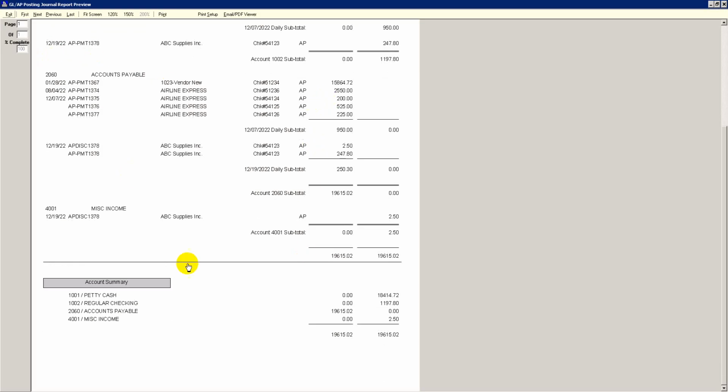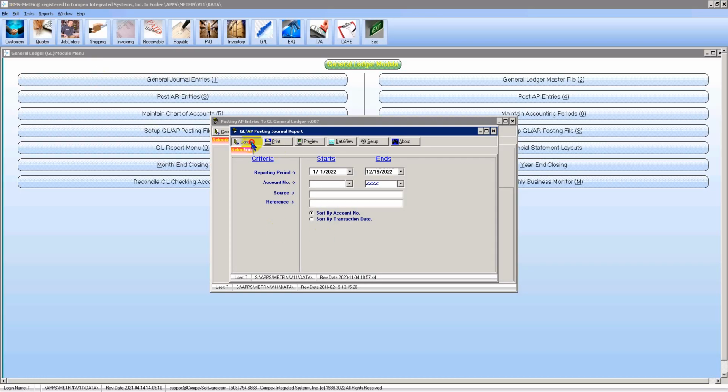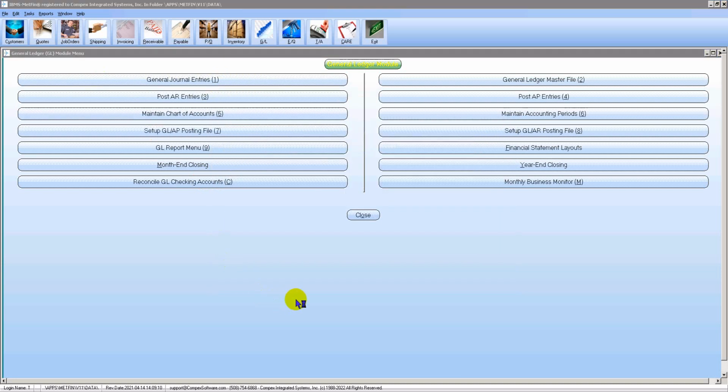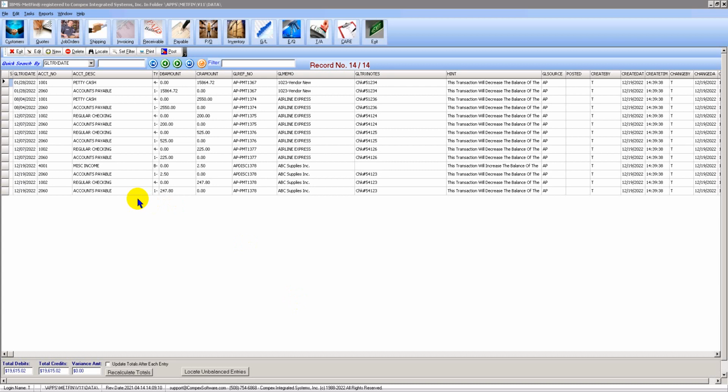So let's go ahead and take a look at the posted entries. We're going to look at the general journal entries in detail as far as what transpired with the payments, the check amount, and the discounts. Okay, so let's focus on the transaction date of 12/19. We have accounts payable. In this case, it reduced because we made a payment. It reduced the accounts payable account by that amount that we paid.